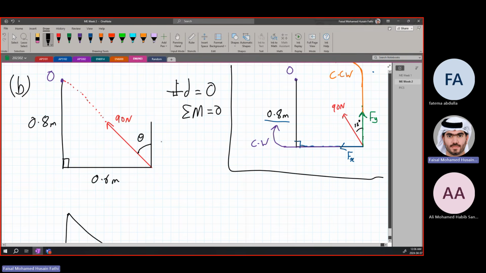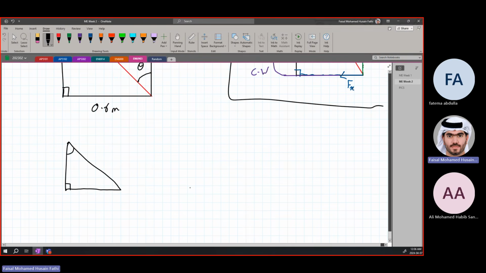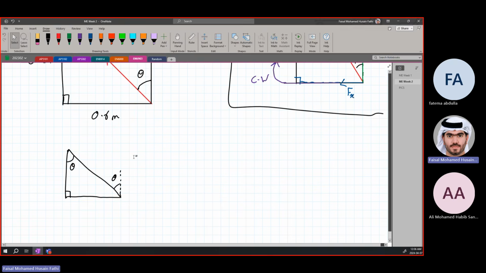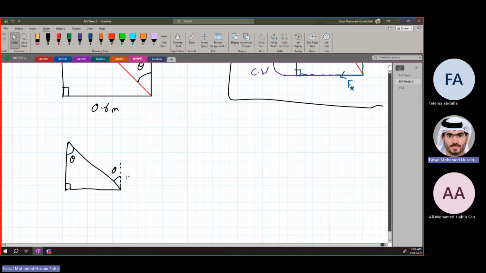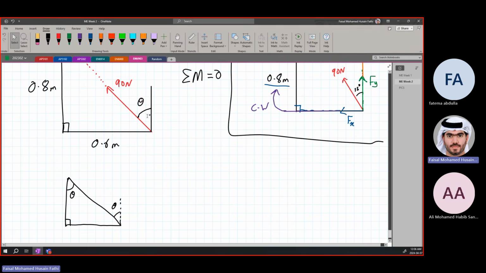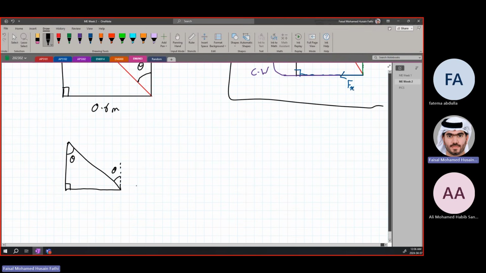So we know that this is going to be theta, and this is going to be theta. Alternate interior angles, right? The line between them. So this is going to be theta since this is theta. Or you can say that this is 90 minus theta, because this is a right angle, so this is 90 minus 90 plus theta, which is theta. Both can work. Okay? But this is theta. If you know your rules from trigonometry, from basic angle theory, this is also going to be theta. We have 0.8 and we have 0.6.